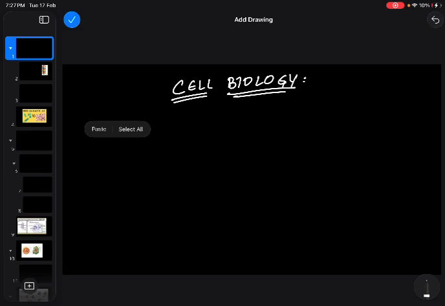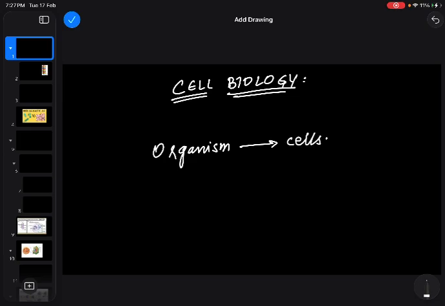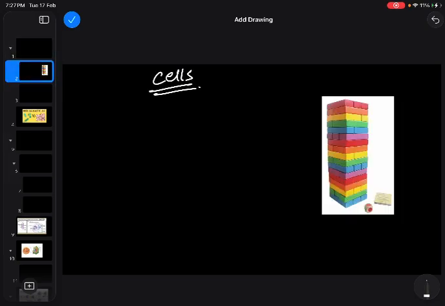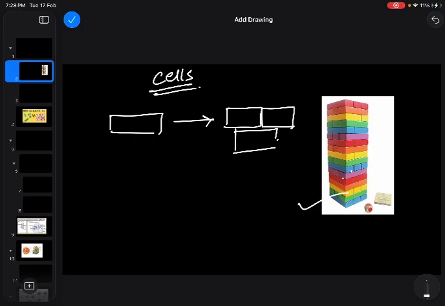So today we'll be discussing basics of cell biology. So why do we need to study cell biology? Since we see every organism is made up of something which is called cells, which is a structural unit. When we see something like building blocks, it is made up of unit blocks and which eventually gets into the structure which is shown here.